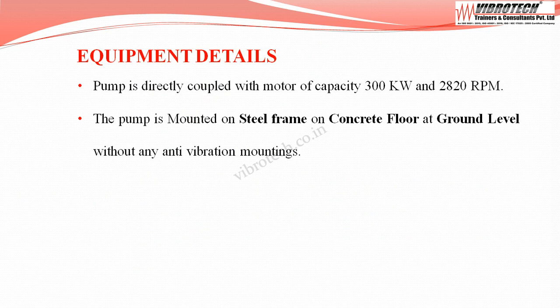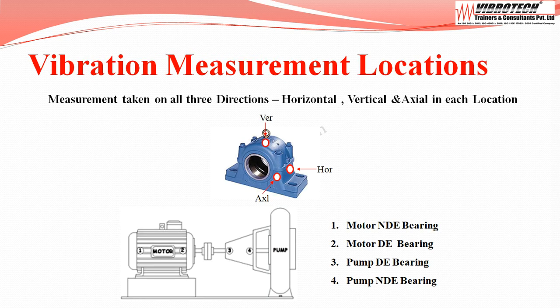The pump we are going to see is connected with a motor of capacity 300 kilowatts and 2820 rpm. The pump is mounted on a steel frame on concrete floor at ground level without any anti-vibration mountings. Vibration measurements are taken in all three directions: horizontal, vertical, axial, in each location.